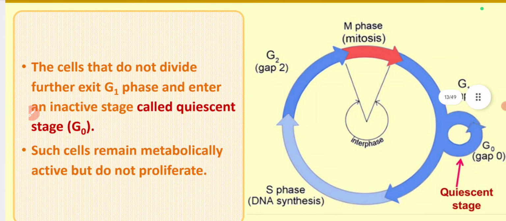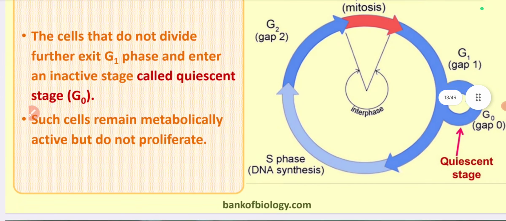Here the same points are given. You can see the cells that do not divide further exit G1 phase and enter an inactive stage called quiescent stage. They are metabolically active but do not proliferate. Okay, you can see G0 phase is also mentioned in this diagram.